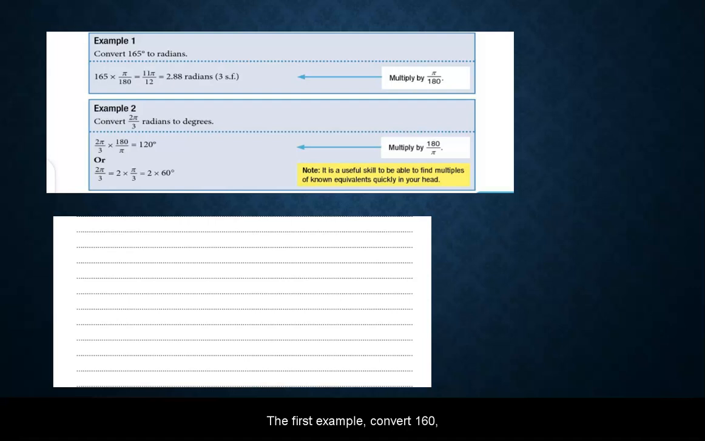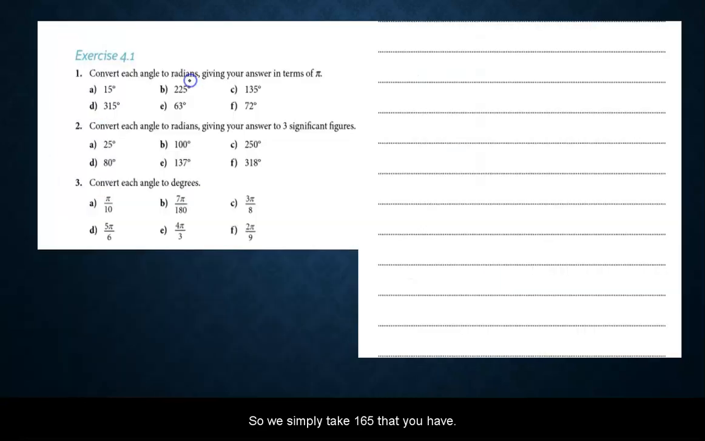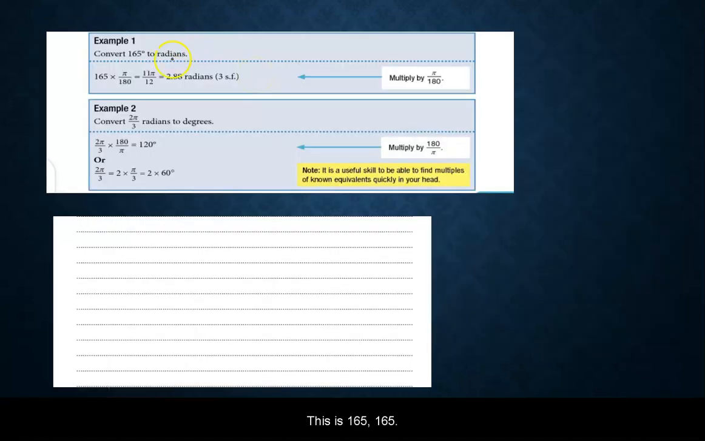The first example: convert 165 degrees to radians. We simply take the 165 that you have and multiply it by pi over 180. So you will get 11 pi over 12. This gives you 2.88 radians to three significant figures.